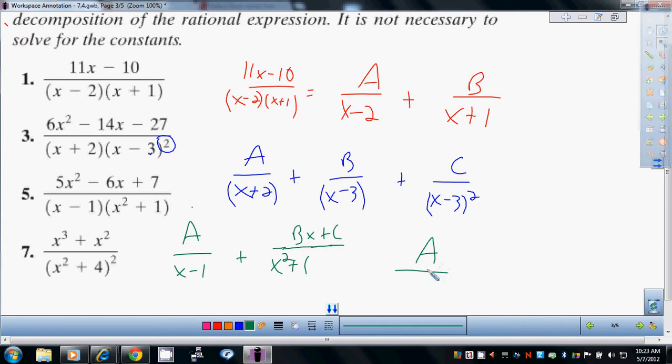That's right. But there's 2 of them, so that'll be over x squared plus 4, and then cx plus d over the second one. But remember, since we can't just have the same thing twice, we're going to square it this time. That's all you have to do for the first ones.